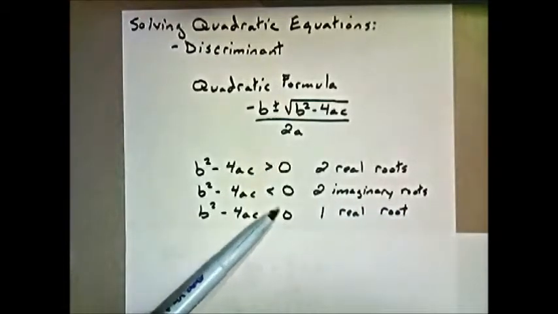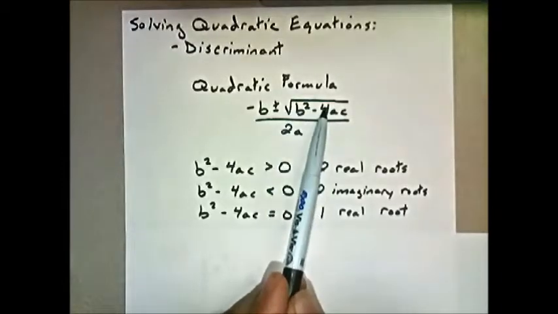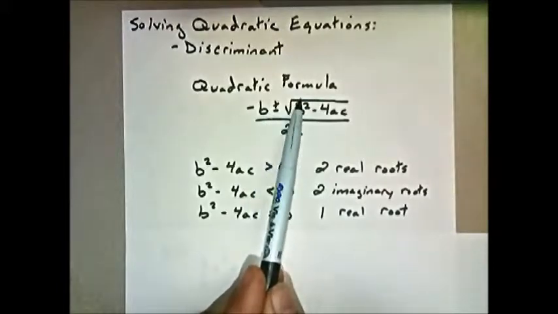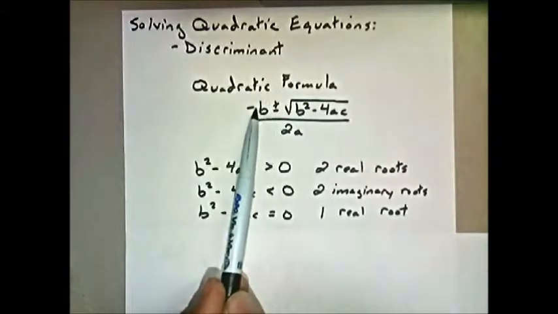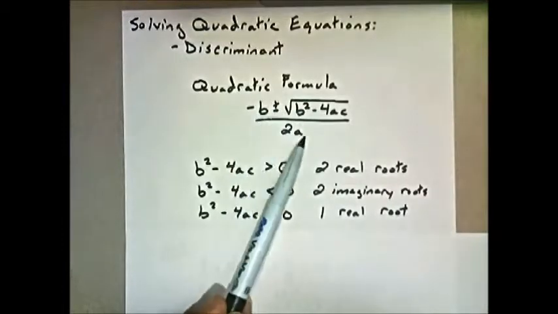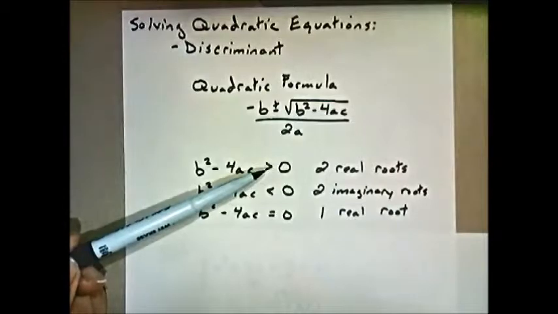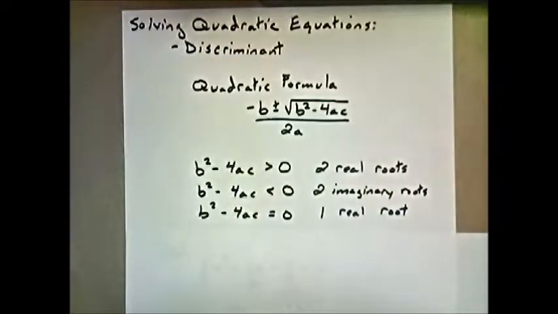If it's equal to 0, we know that the square root of 0 is going to be 0, so we simply have negative b plus or minus 0. And if we add or subtract 0, we're going to simply get that negative b, so we get one solution. So that's why we know how many roots and what type of roots they're going to be.